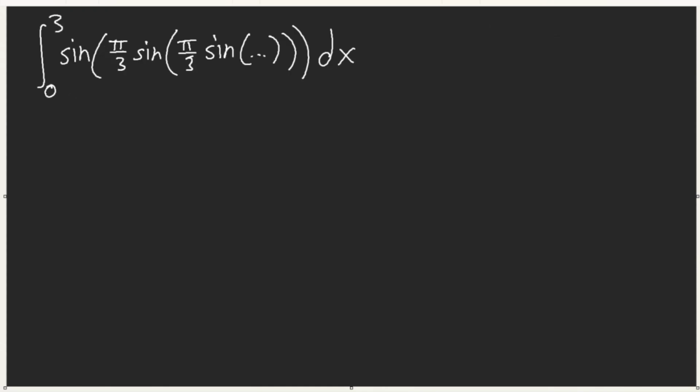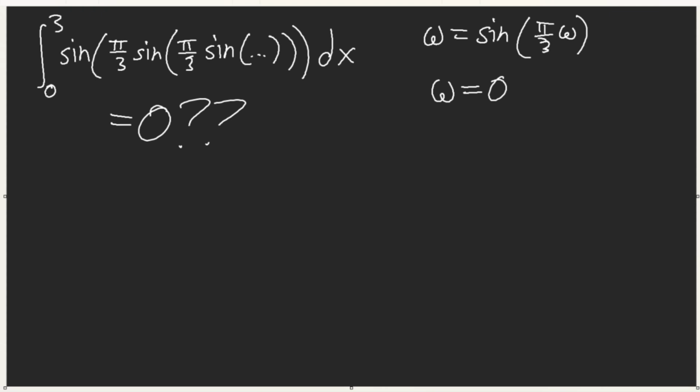Okay? Oh god, now we're dealing with trig now. How do we deal with this? So we have an infinite function of sines. So we have omega equal to sine of pi over 3 and then omega. So, I mean, we know that omega is equal to 0. But wait a minute. If all of this is 0, does this equal to 0? Or does it not? So, you must be very, very careful.